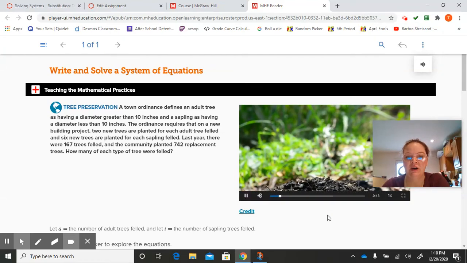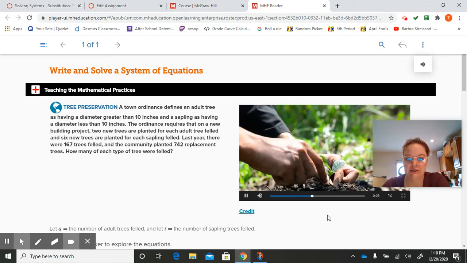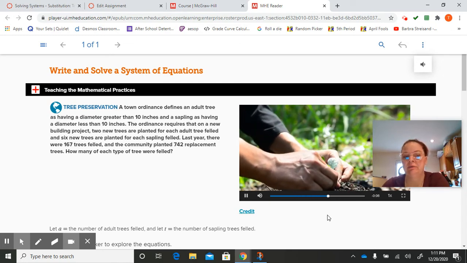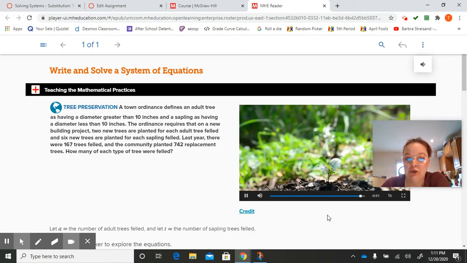A town ordinance defines an adult tree as having a diameter greater than 10 inches and a sapling as having a diameter less than 10 inches. The ordinance requires that on a new building project, 2 new trees are planted for each adult tree felled, and 6 new trees are planted for each sapling felled. Last year, there were 167 trees felled, and the community planted 742 replacement trees. How many of each type of tree were felled?